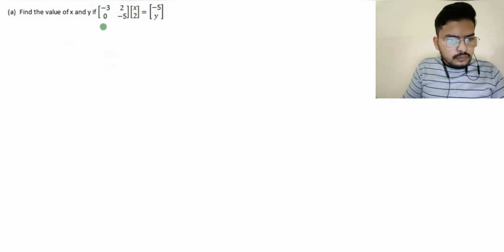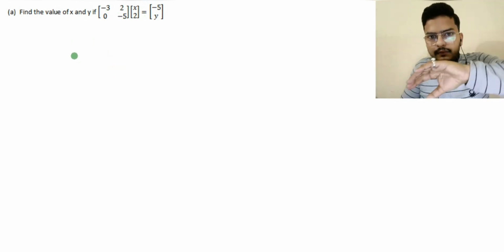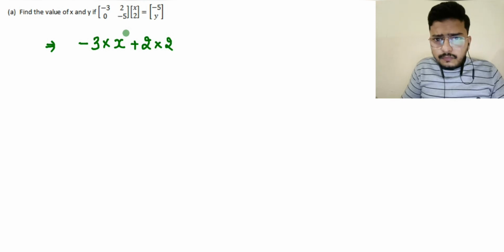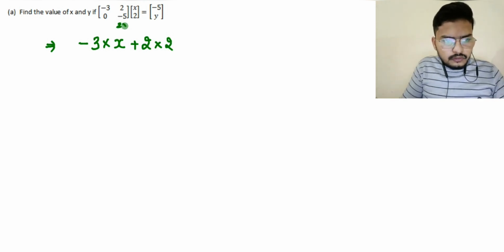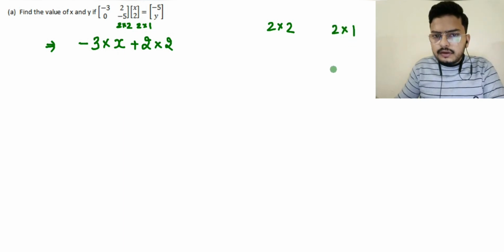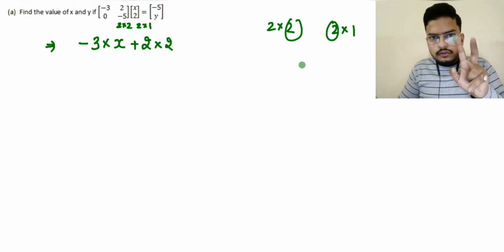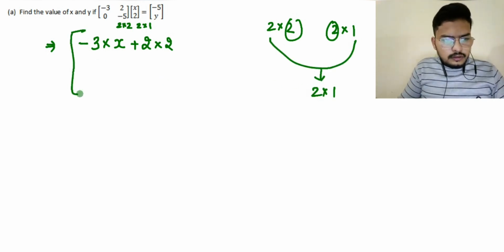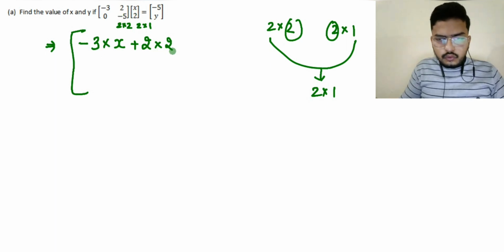Look, the particular element is multiplied with the particular element, so here minus 3 multiplied with x, then plus 2 multiplied with 2, right? Just have a look at the orders. Here the order of this matrix is 2 cross 2, and the order of this matrix is 2 cross 1. So if the order of one matrix is 2 cross 2 and the other is 2 cross 1, multiplication is possible because the inner orders are the same, and the answer must be in the form of 2 cross 1, right? So here it is minus 3 multiplied by x plus 2 multiplied by 2, then 0.